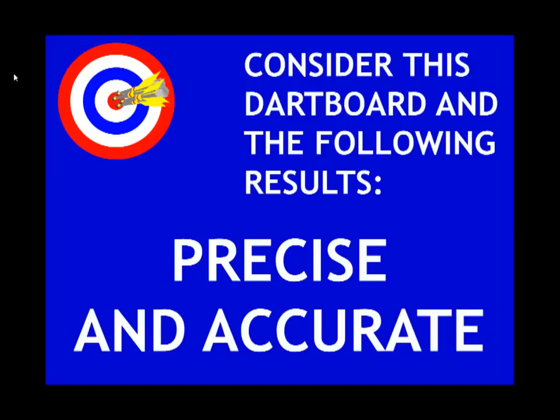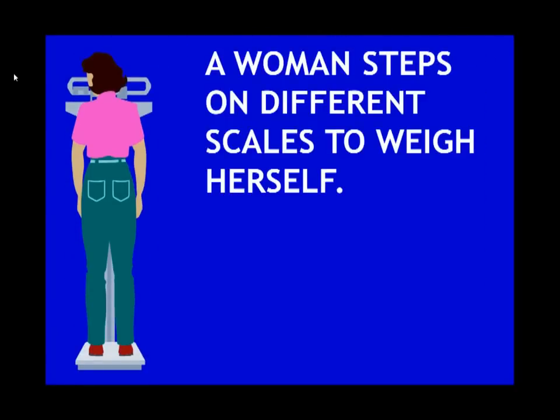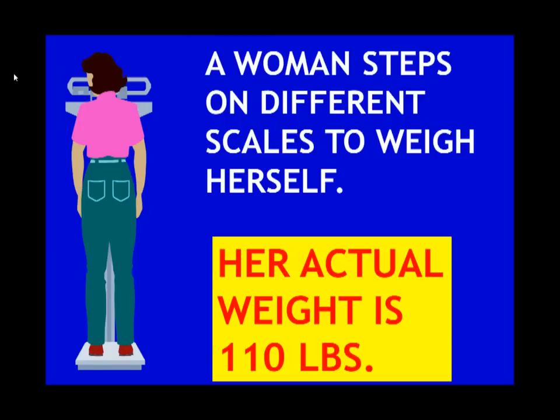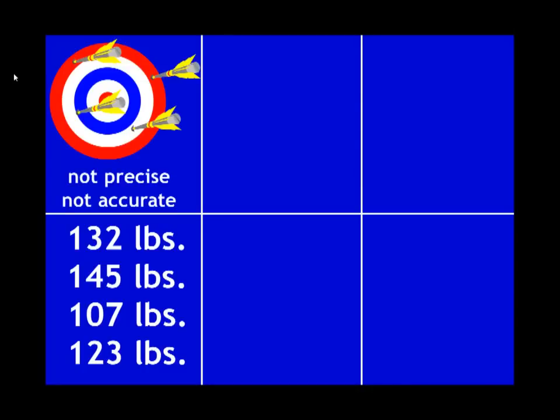Well, now that you understand the difference between precision and accuracy, let's see an example with some numbers. A woman gets on the scale and she wants to decide if the scale is an accurate scale. So she decides to weigh herself on different scales and her actual weight is 110 pounds. So on the first scale, as you can see from these four measurements, these numbers are not close together and they are not, except for maybe 107 is sort of close, they are not close to her true weight, which is 110 pounds. So like the first dartboard, these measurements are not precise and they are not accurate.